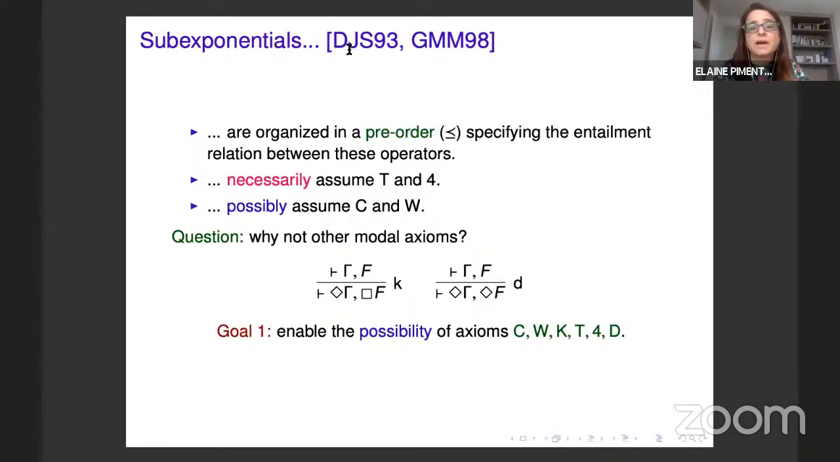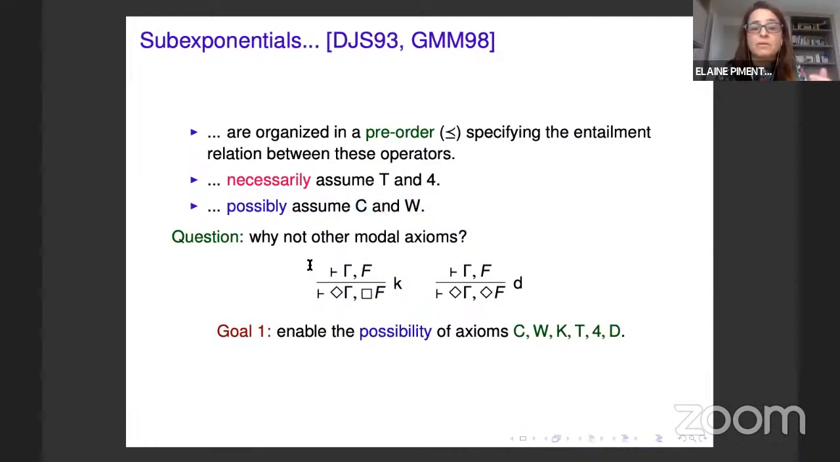And this has been done by Danos, Joinet and Schellinx in 93, so a long time ago. And the way they did it is you may have the same things that you have in the exponential. So you possibly have contraction and weakening. You may have both, neither, or one or the other. But you have to assume dereliction and you have to assume promotion, right? So you necessarily assume T and 4, but you possibly assume contraction and or weakening.